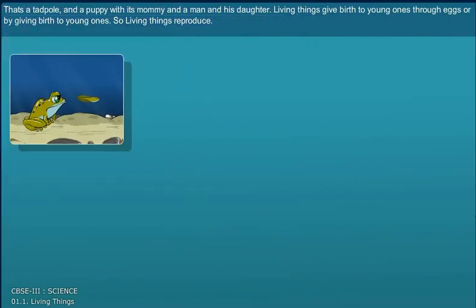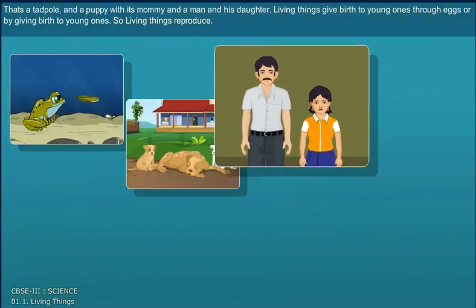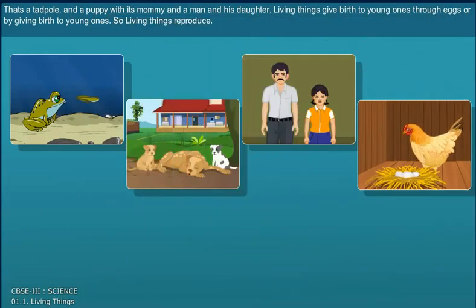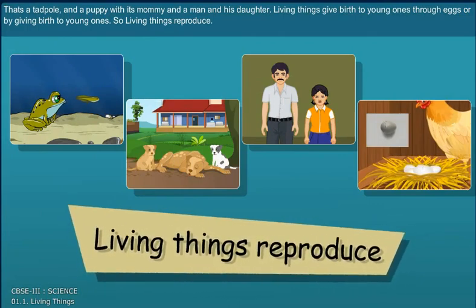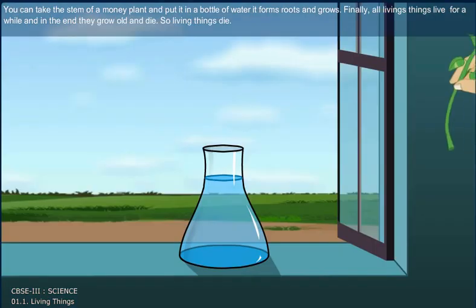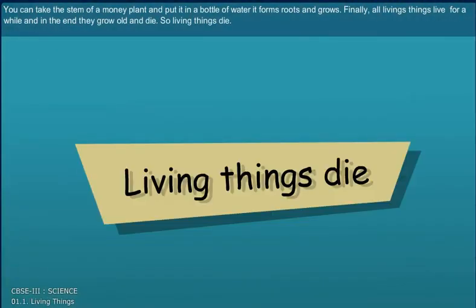That's a tadpole, and a puppy with its mommy, and a man and his daughter. Living things give birth to young ones through eggs or by giving birth to the young ones. So living things reproduce. You can take the stem of a money plant and put it in a bottle of water. It forms root and grows. Finally, all living things live for a while and in the end they grow old and die. So living things die.